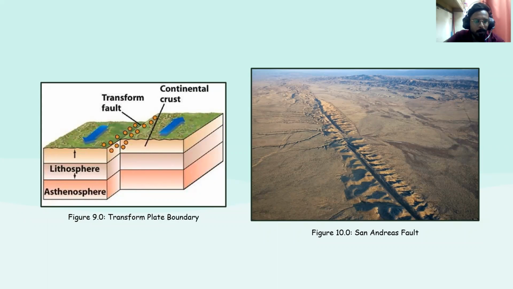Figure 9.0 shows the transform plate boundary process in a figure, and figure 10.0 shows the biggest transform plate boundary to ever occur, which is known as the San Andreas fault.